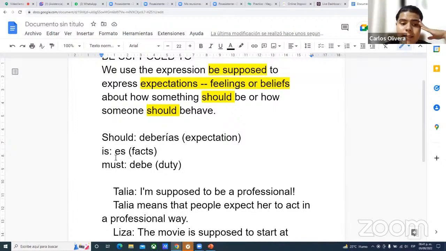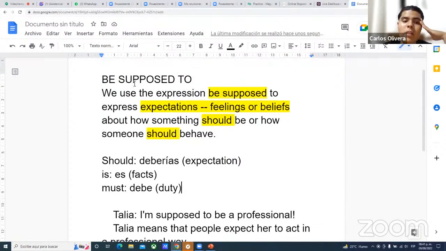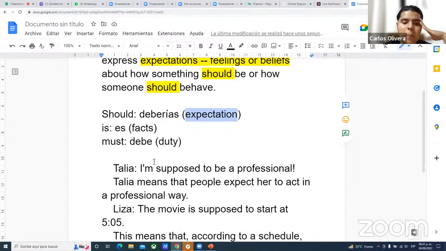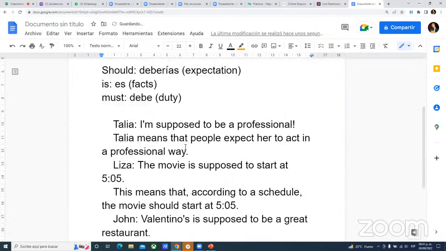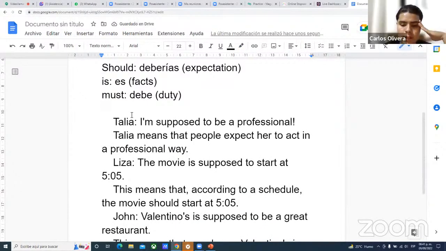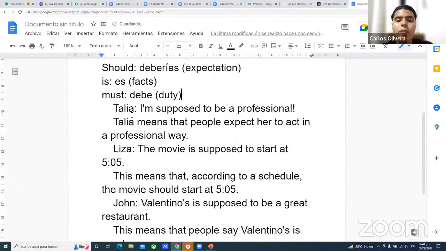Is is a fact, something that is a fact. And must is debe, duty, something that debe ser. This is the difference. Now, be supposed to is an expression in English to express should, expectations, deberías, how things should be. That is the use of be supposed to. We have some examples here, as we have seen already. I'm supposed to be a professional. Se supone que soy un profesional.